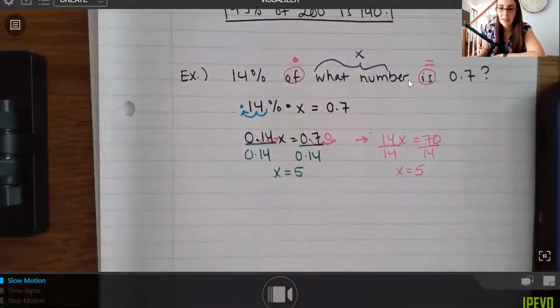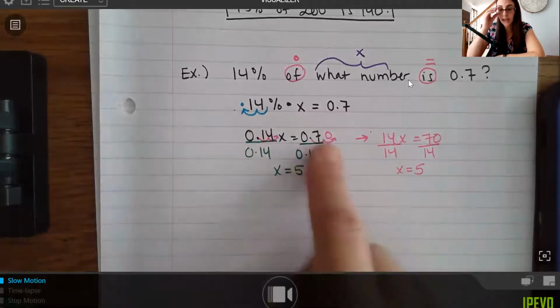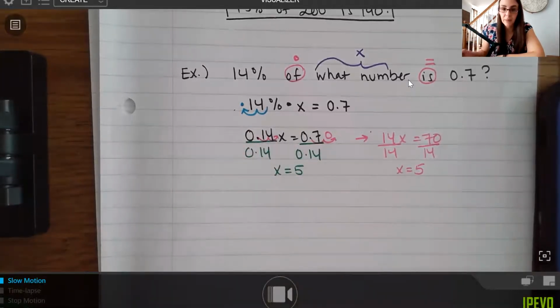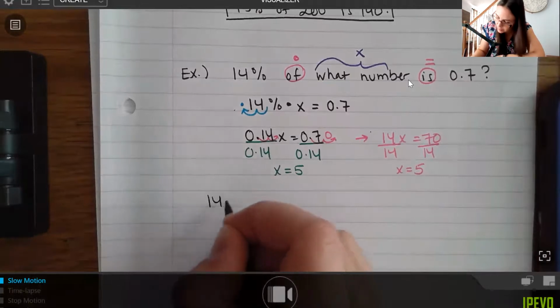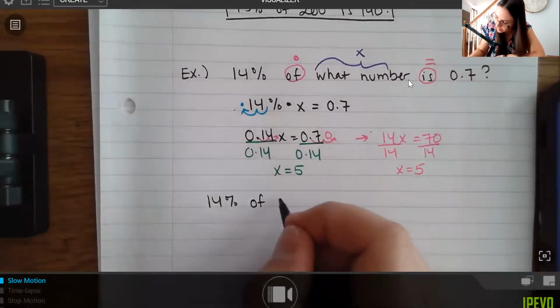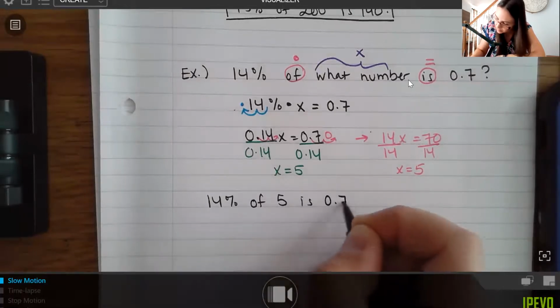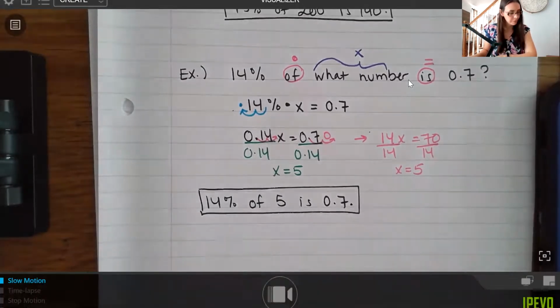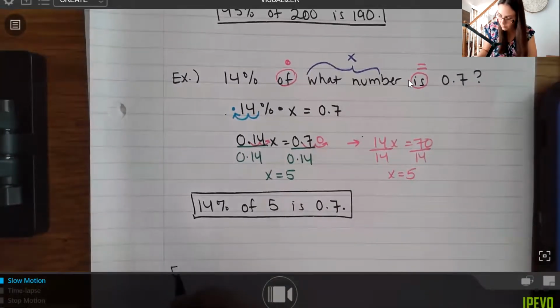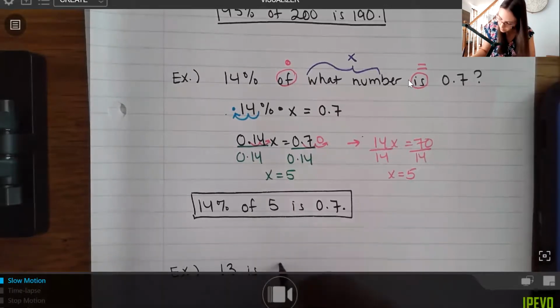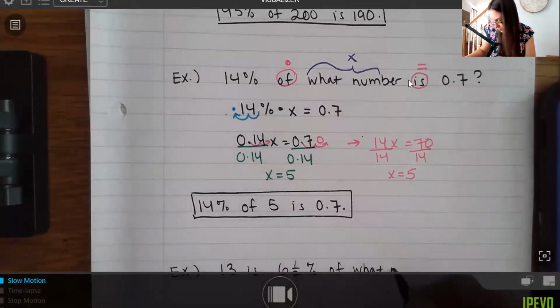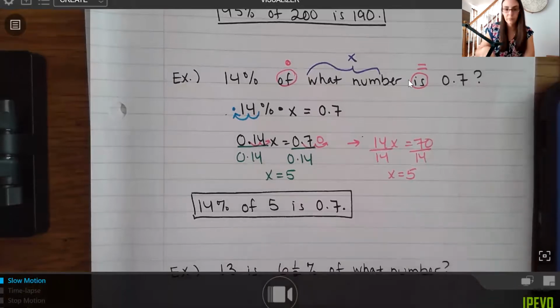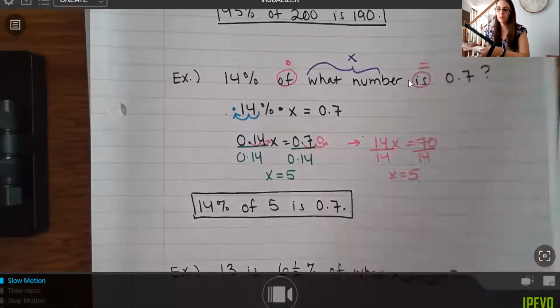So again, you're welcome to use either strategy here. I kept the decimals because I can use a calculator now, so I just found it easier. So 14% of 5 is 7/10. Let me move this up for you guys.